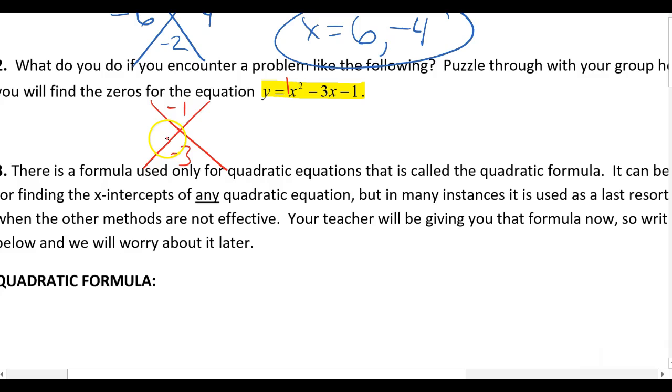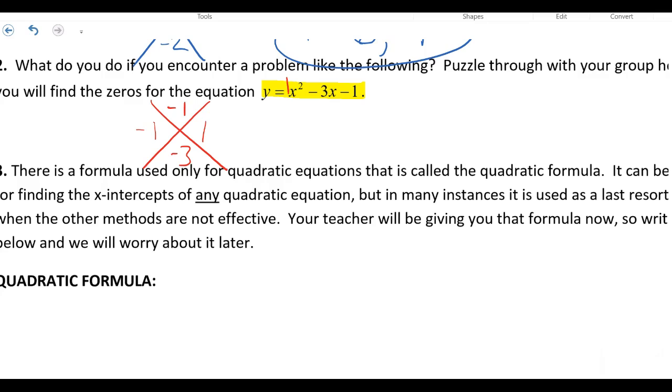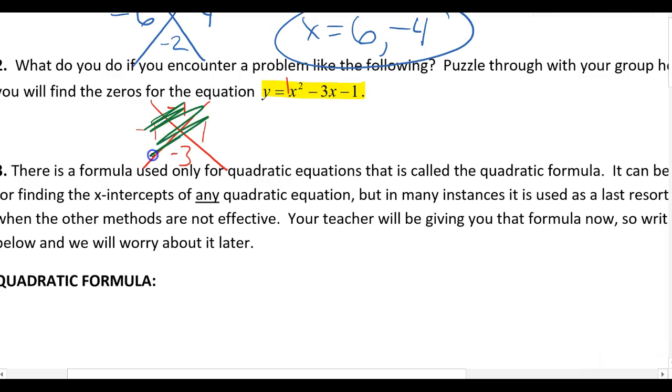Okay, well, the only numbers that multiply to 1 are 1 and 1. And one of them has to be negative. But there's no way that could be a negative 3. So how's that going to work? Well, guess what? It's not going to work. Scratch it out. It doesn't work. Okay?